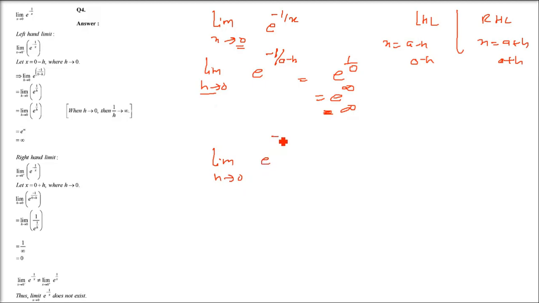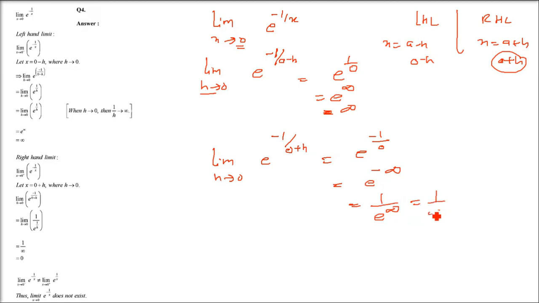Now coming to the right hand side. So we have e to the power minus 1 by, in place of x I am putting 0 plus h. So it is minus 1 by h. E to the power minus 1 by h. So e to the power minus 1 by 0, that is e to the power minus infinite. When we have e to the power minus anything, we can always write it as 1 by e to the power plus of that thing. So 1 by e to the power infinite.